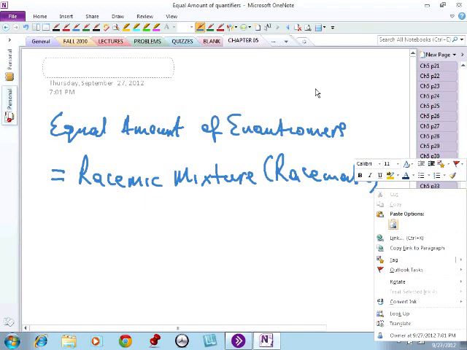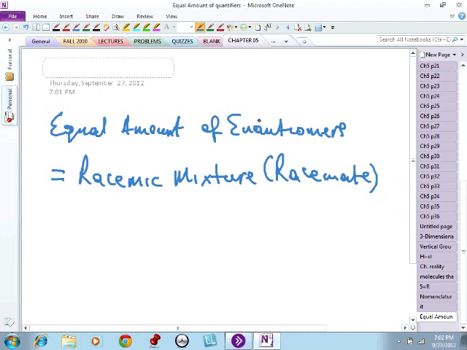If I ask you, would you expect a racemate to be optically active or optically inactive? Optically inactive, because it contains equal amounts of enantiomers. Supposing you have a sample that contains unequal amounts of enantiomers, would you expect it to be optically active or inactive? Optically active, because they do not cancel each other out. So if the enantiomers are not in equal amounts, that sample will be optically active.